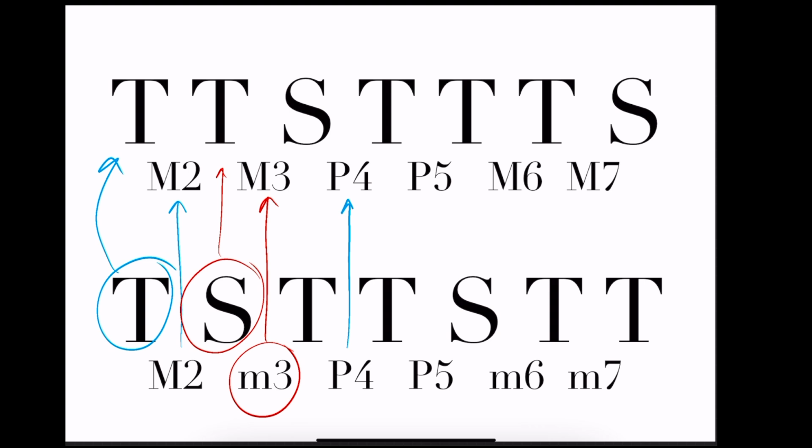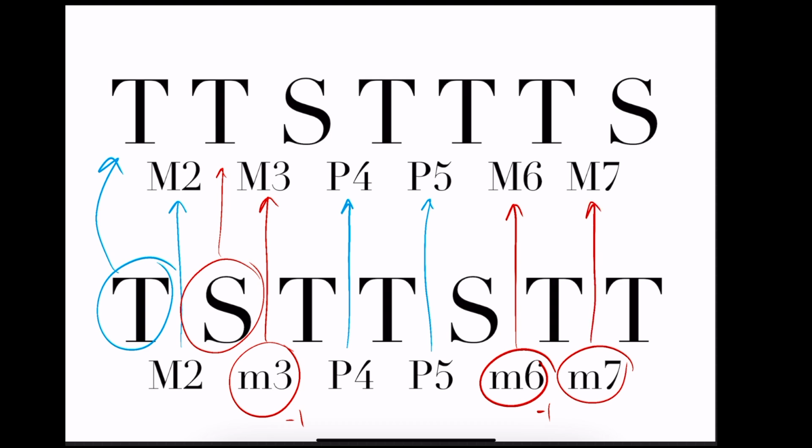The perfect fourth and perfect fifth have stayed the same, but our major sixth has now become a minor sixth, which is made up of 3 tones and 2 semitones, or a total of 4 tones. And again, that's 1 semitone smaller than our major sixth. Our major seventh has also changed to a minor seventh here, which is 4 tones and 2 semitones, or a total of 5 tones. Again, 1 semitone smaller than a major seventh.